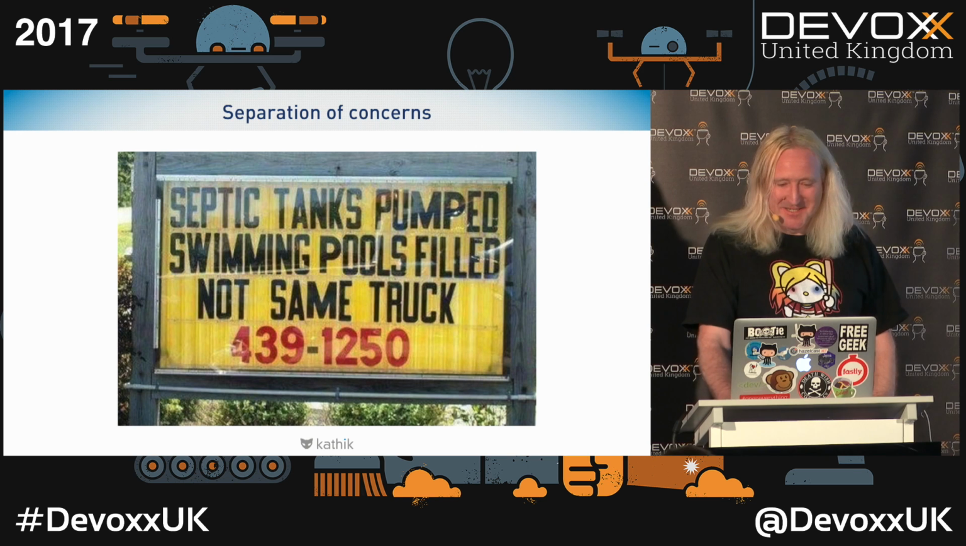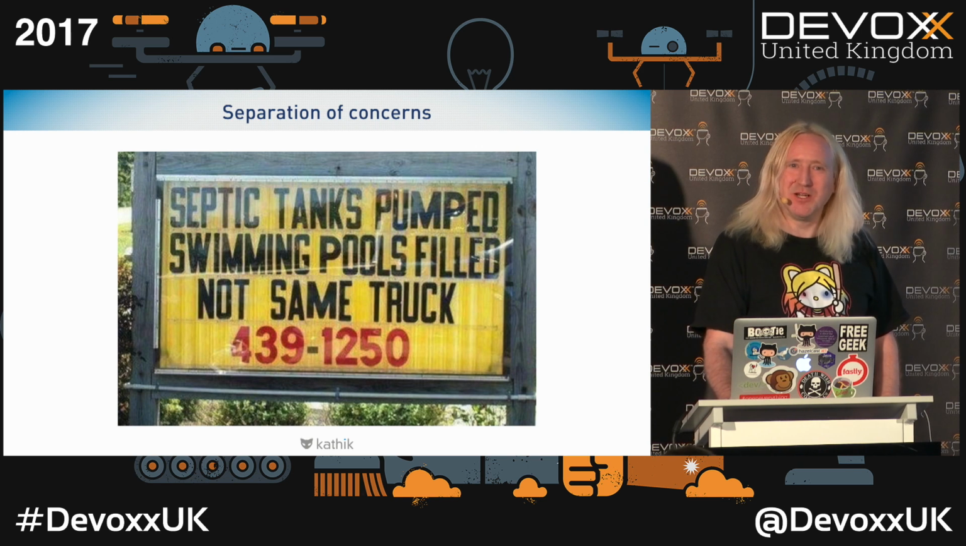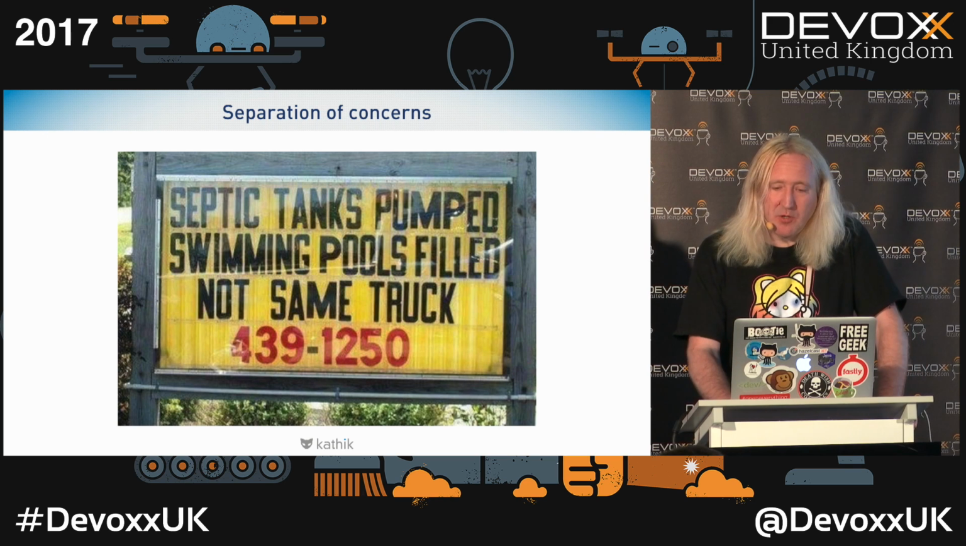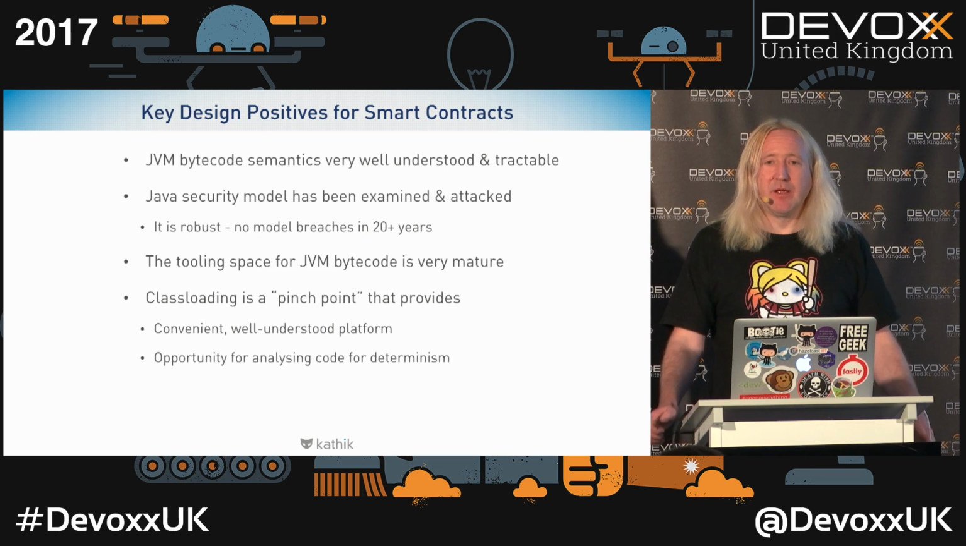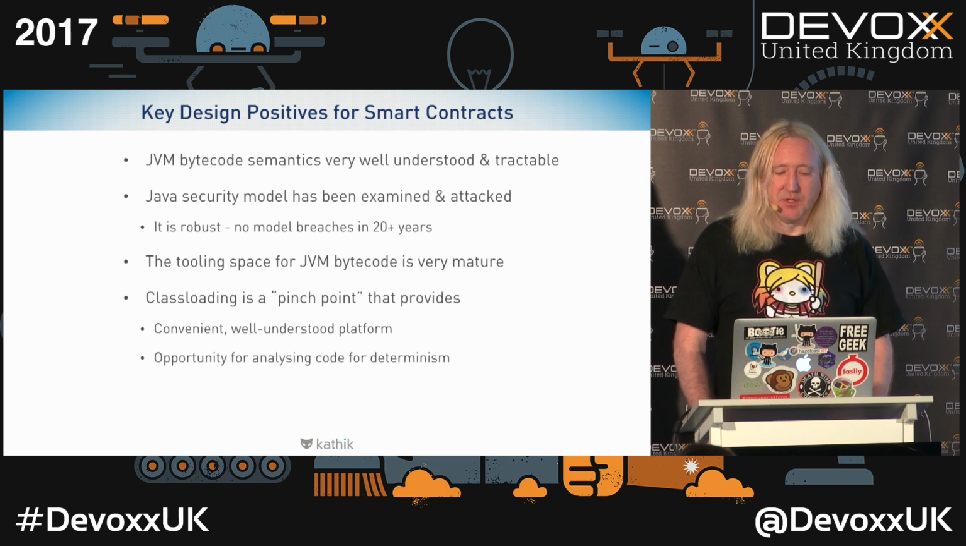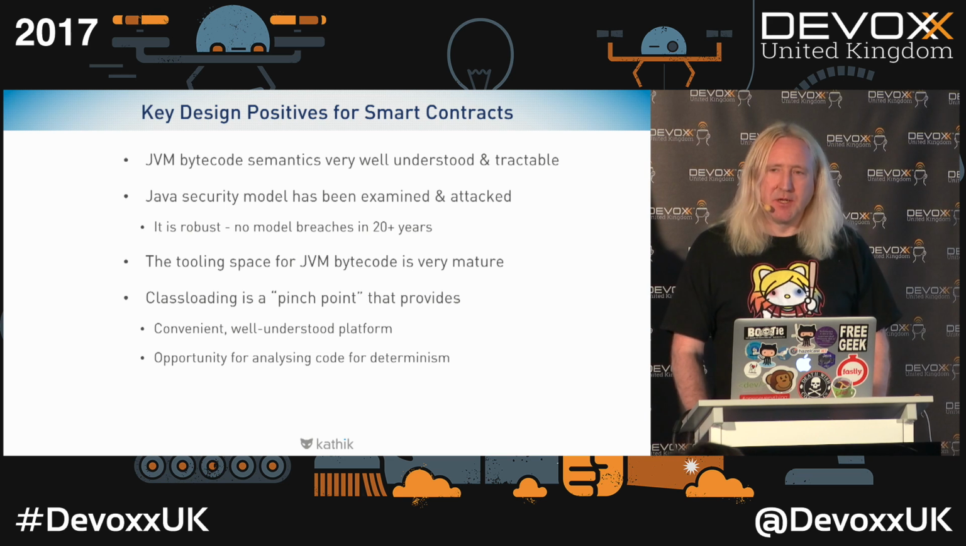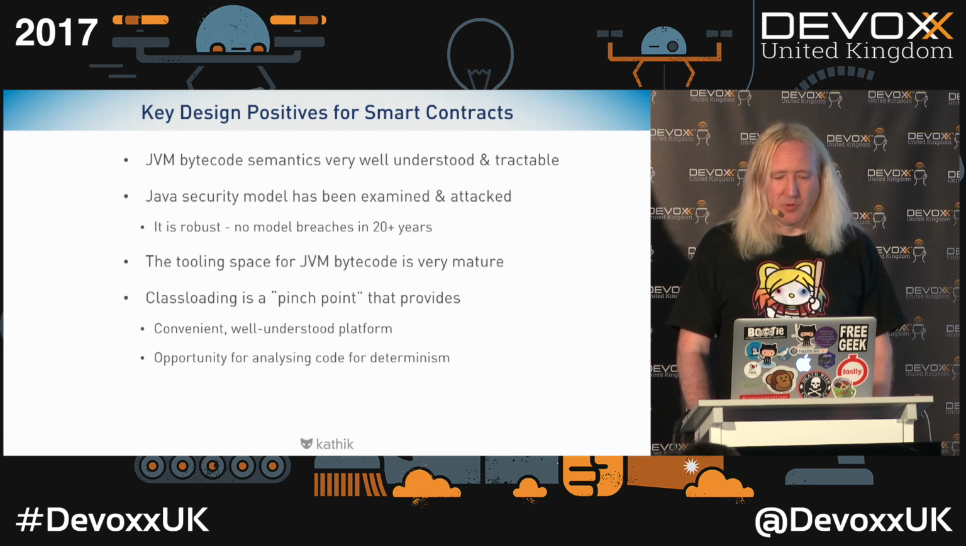Okay, so this is starting to sound like we might actually have some good traction with Java. Java might be a good language for building smart contracts. What are our key positives? Well, Java is extremely well understood and it's extremely tractable. It has been around for 20 years. It has been studied by literally millions of people worldwide.